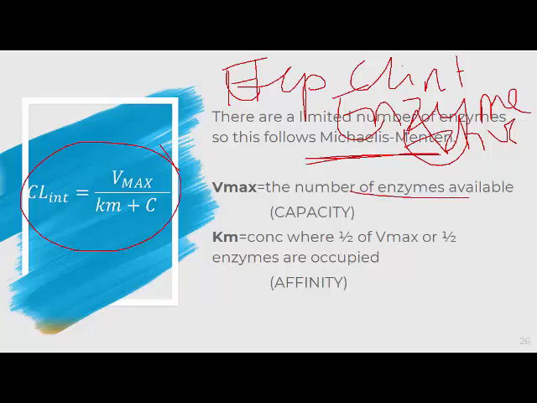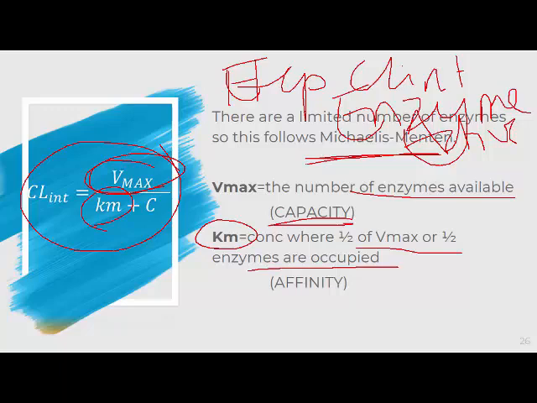Vmax is the number of enzymes available, so it's the maximum rate at which you can clear the drug. So this defines the capacity of the system. Km here is the concentration where half of the Vmax, or half of the enzymes, are occupied. This is all about affinity, isn't it? So we'll either have an increase or decrease in the number of enzymes, or an increase or decrease in the affinities of two drugs, that will change our intrinsic clearance.